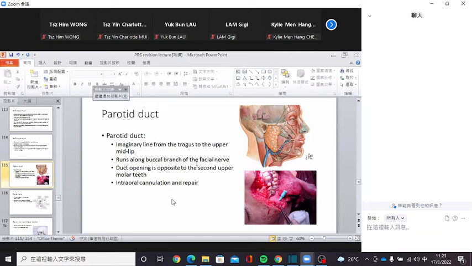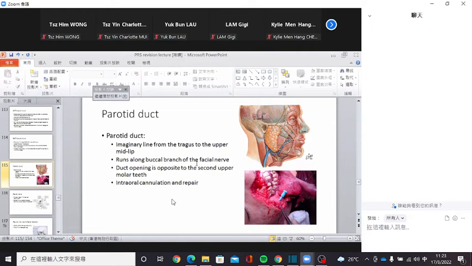If there is any injury, particularly a through and through injury that cuts along this line, then you might have to consider the parotid duct as well as the buccal branch being injured. In those cases, you have to repair it or ligate it. So it has to be done under GA. This is an intro diagram showing the cannulation of the parotid duct.